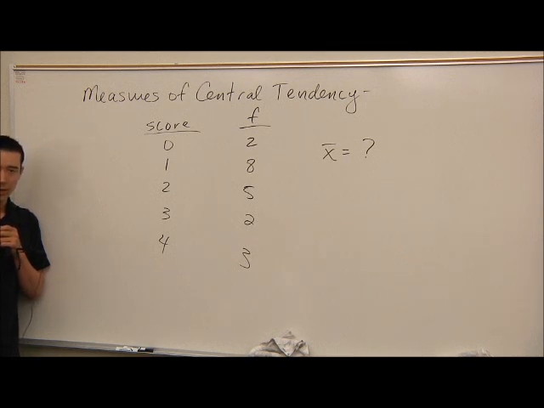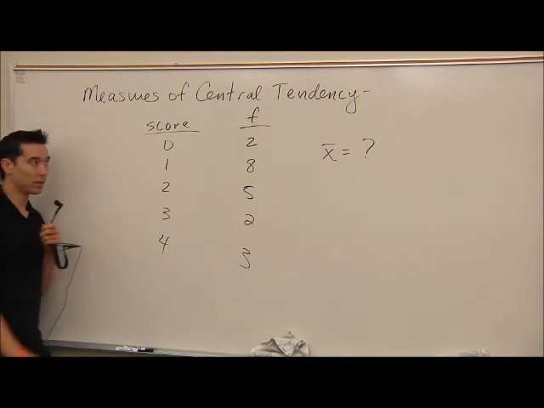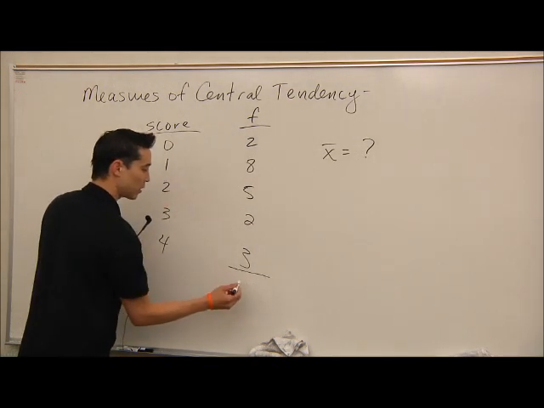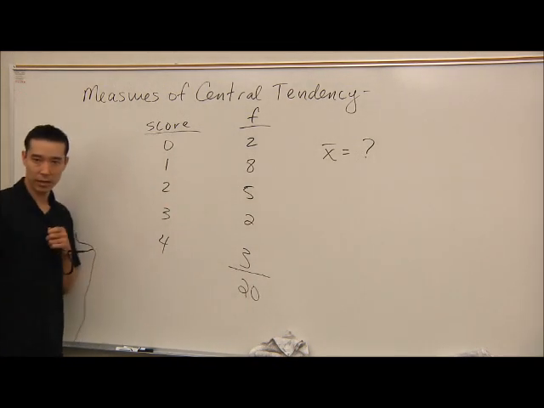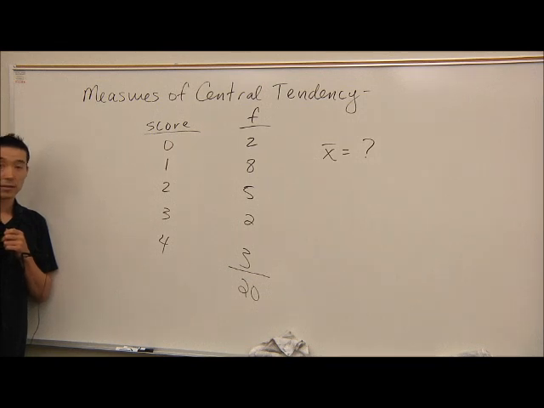Question number one I might ask you is, how many people took this little quiz? And how did you get 20? Right, the sum of the frequency. We always draw a line here, and that tells us how many we're looking at. So that's great, because whenever you're finding a mean, you have to divide by the total. So we know we're dividing by 20.